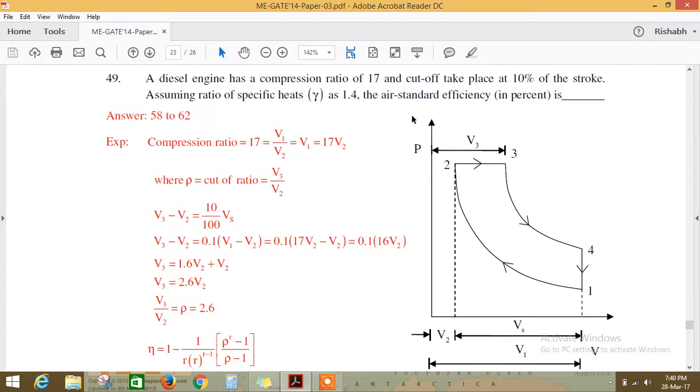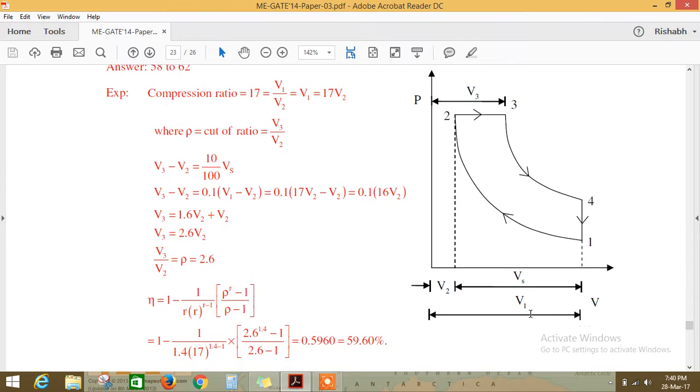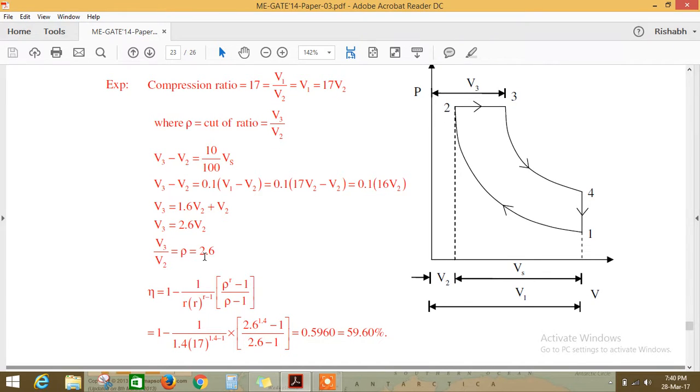So we know what is a cutoff ratio and what is compression ratio. Compression ratio is V1 by V2, and cutoff ratio is V3 by V2. So we know V1 by V2 as 17 and V3 by V2 as 10% of the stroke. What is the stroke? V1 minus V2. This is the stroke length or the stroke volume. So from here we can easily get V3 by V2 as 2.6. Now we know the efficiency. Directly using the formula you can easily calculate.